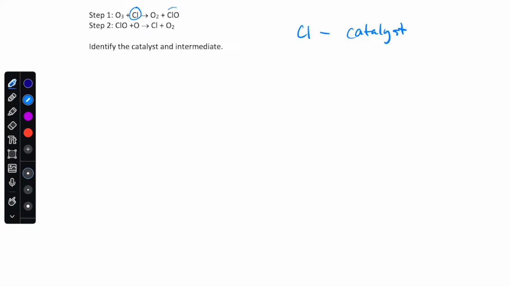And the intermediate is ClO. The intermediate is sort of opposite. It's something that's produced in an early step and then consumed in a later step. It's not there at the beginning and it's not there at the end. So ClO is produced in the first step and then is used up in the second step.